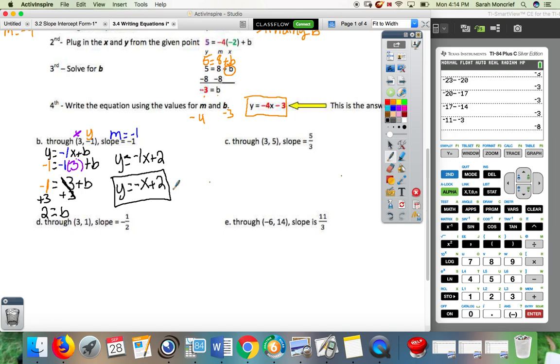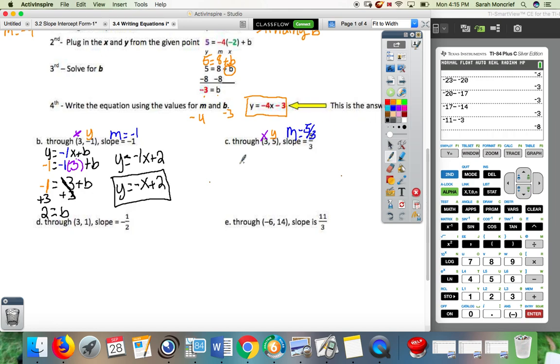All right, now let's move on to C. C, we want to write the equation for a line that passes through 3, 5 with a slope of 5/3. So let's start by labeling everything again. So my slope is 5/3, so that means m is equal to 5/3. Now, what is 3? It's an x. And what is 5? It's a y.